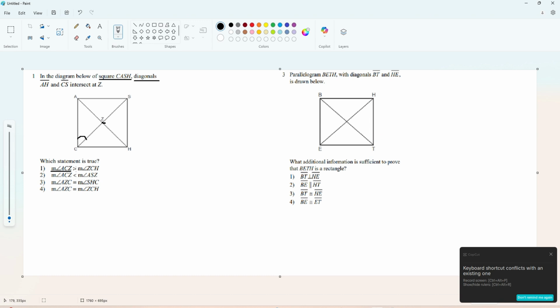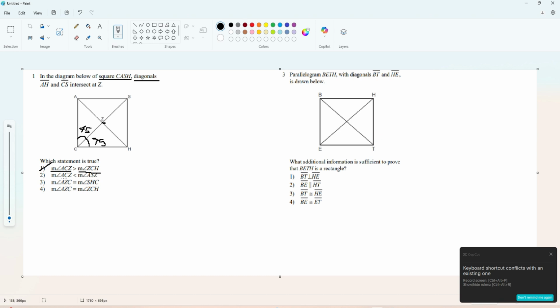ACZ is greater than ZCH. Let's find ZCH. Now, what we've learned is that a square has 4 90-degree angles, and the diagonals bisect those opposite angles, meaning that this will be 45, and this will also be 45, meaning that this answer is not correct. Now, let's look at 2.